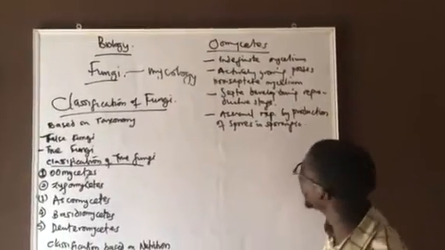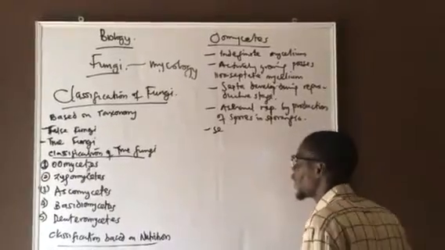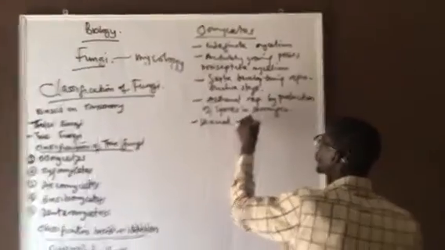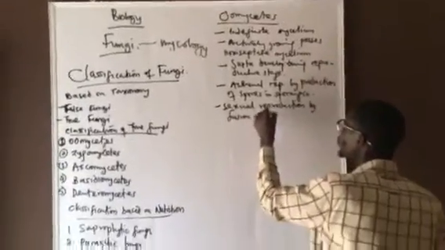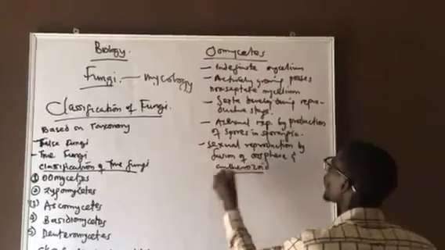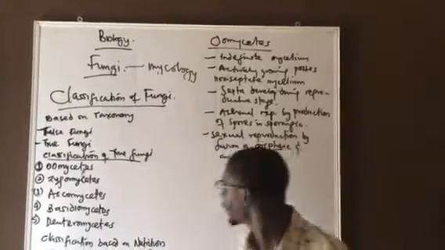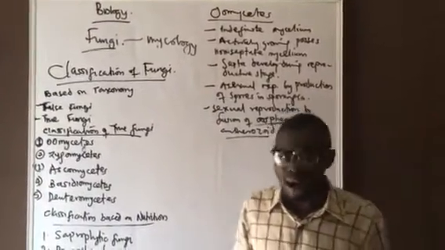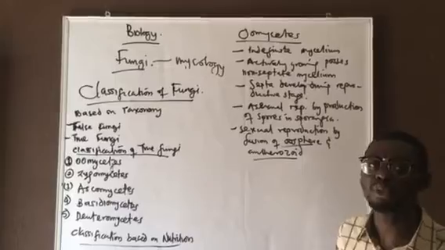Then they also carry out sexual means. The sexual means of reproduction is fusion of gametes. They have the oogonia as well as the antheridia. Sexual reproduction occurs by fusion of the oosphere and antherozoid. The oosphere is the gamete produced from the female sex organ, while the antherozoid is the gamete produced from the male sex organ, the antheridia. After this, there will be fusion of gametes and it will produce another. So they carry out sexual and asexual reproduction.